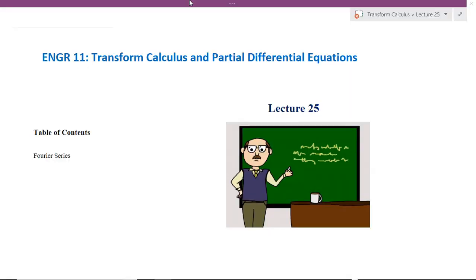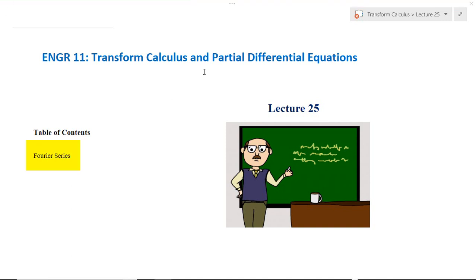Hello guys, we want to start lecture 25. In this lecture, I want to talk about Fourier series. So we see what the definition of Fourier series is, and then we apply the Fourier series definition to find Fourier series of different functions.